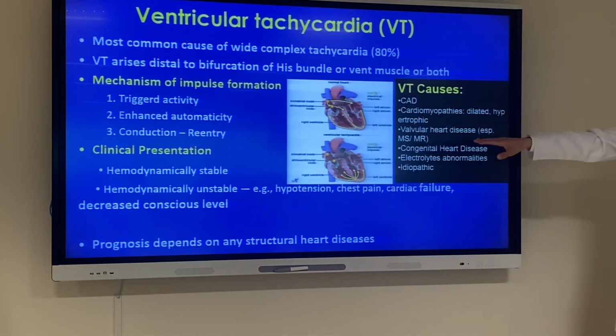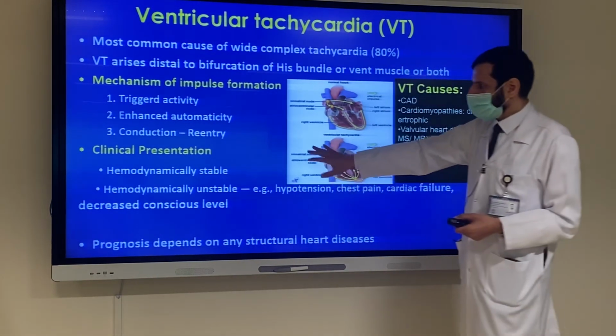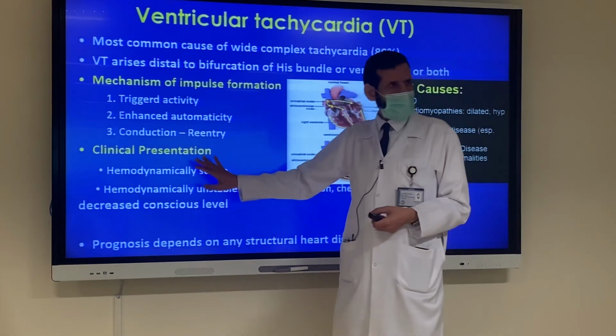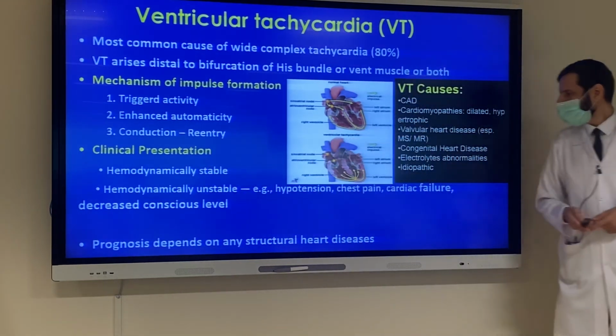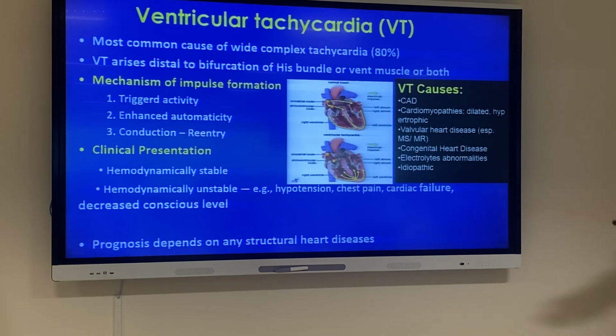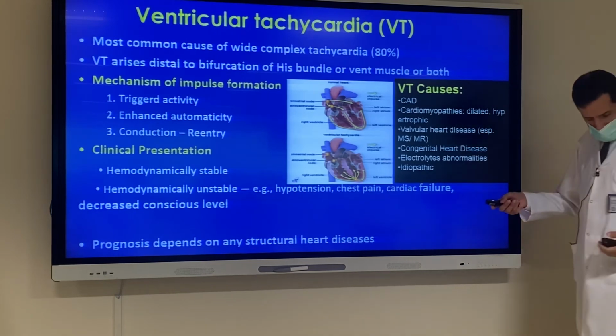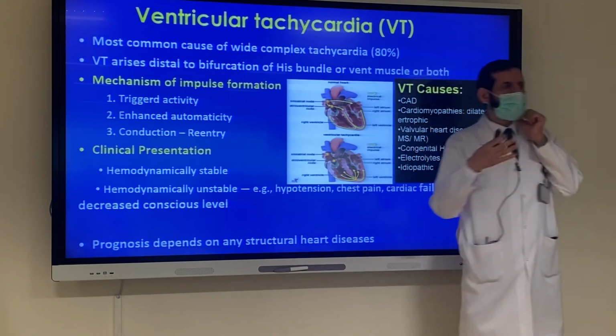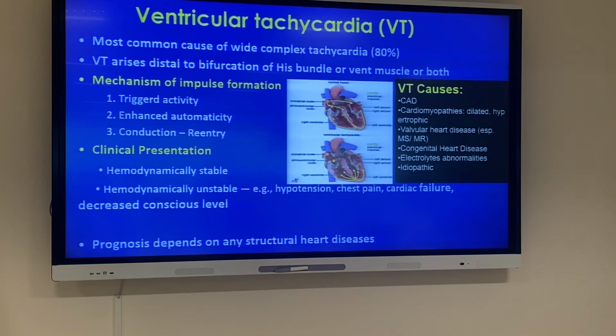They may be hemodynamically stable or unstable. We discussed already how to manage stable or unstable patients. Prognosis depends on the presence or absence of structural heart disease. Ventricular tachycardia in a normal heart usually has a good prognosis. Ventricular tachycardia in an abnormal heart, like a patient with ischemic heart disease or cardiomyopathy, has a worse prognosis. So they are not the same, by the way. If the heart is normal, prognosis is good. If the heart is abnormal, prognosis is bad.